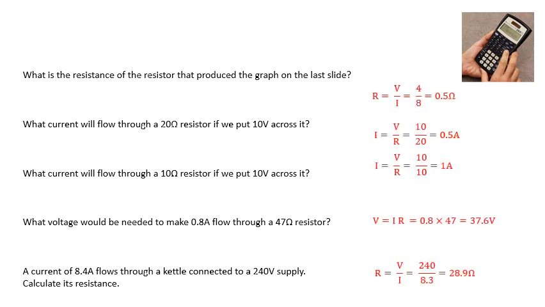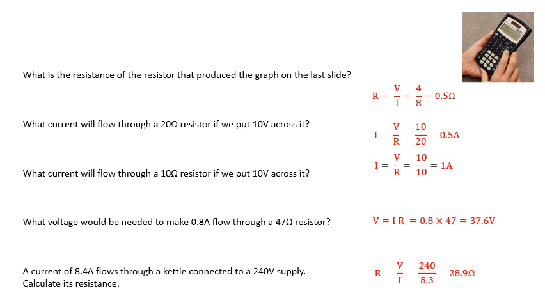Okay, so what is the resistance of the resistor that produced the graph on the last slide? You can take any point on the graph because it doesn't matter, because its resistance doesn't change. R equals V over I. I said 4 divided by 8, so 4 volts, 8 amps gives you 0.5 ohms.